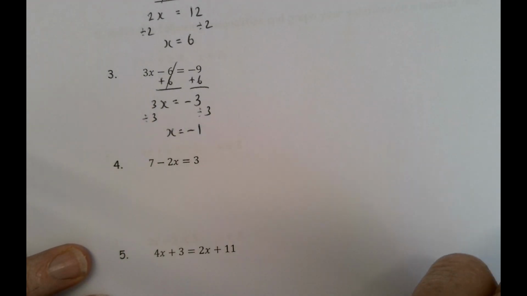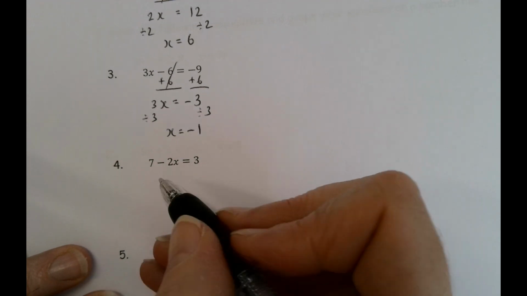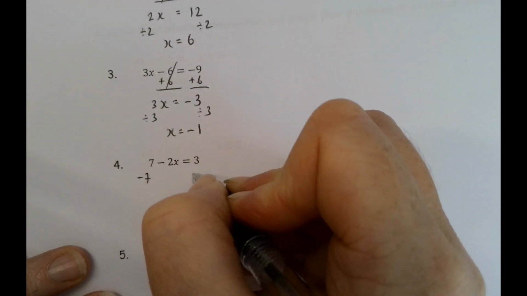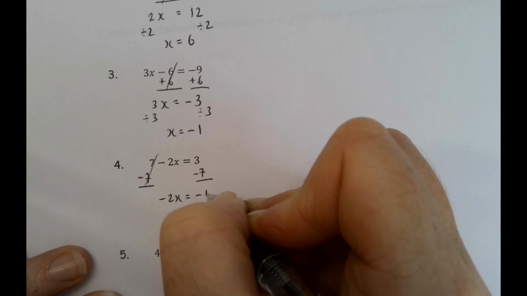7 minus 2x is equal to 3. Now, I can, if I want to, get the x's on the right, because that would make them positive. But I'm actually just going to stick with the x's on the left. So subtract 7 from both sides. Minus 2x is equal to minus 4.